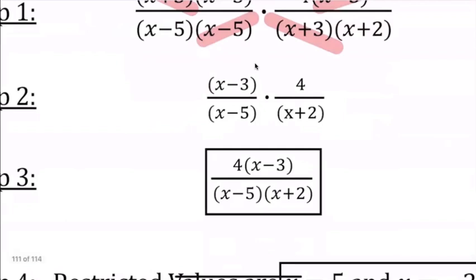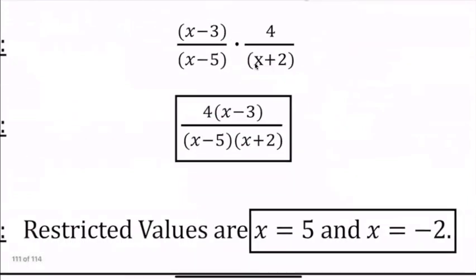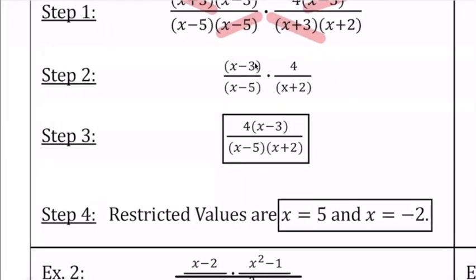And then we just multiply. We multiply across top, multiply across the bottom. So that would give me 4 times x minus 3 on top, and then x minus 5 times x plus 2 on the bottom. And that is the answer. Mark that there.